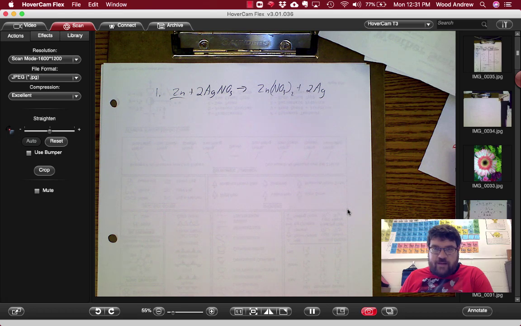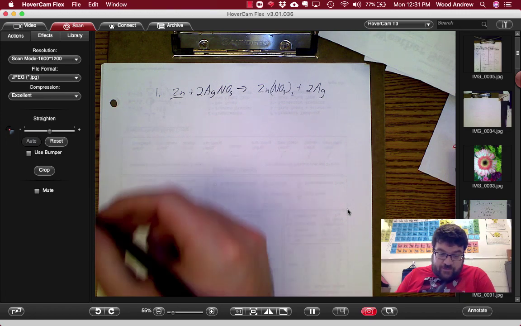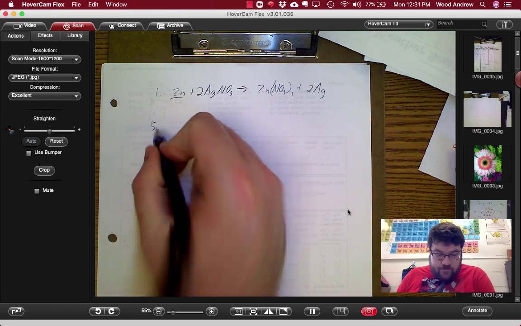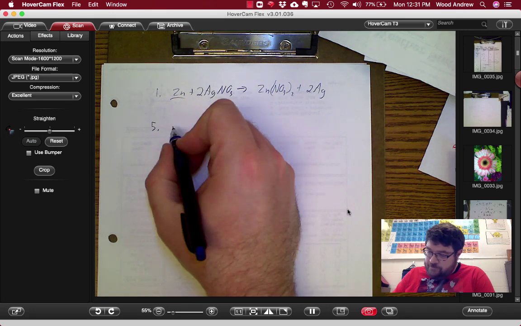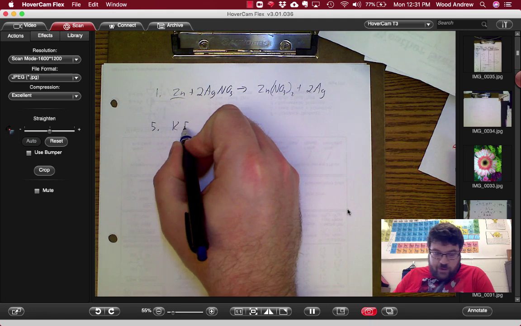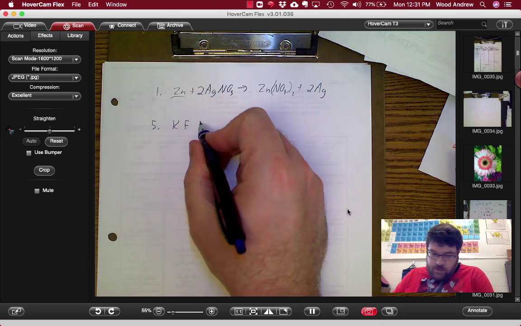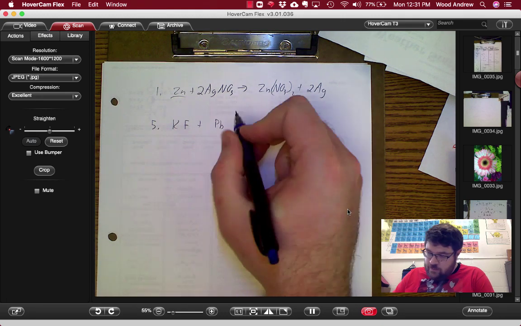Yes, I can balance them in my head. I've done this a lot. It gets easier with time. Let's go ahead and do number 5. Potassium fluoride and lead 2 nitrate. Well, potassium, fluoride, lead, nitrate.